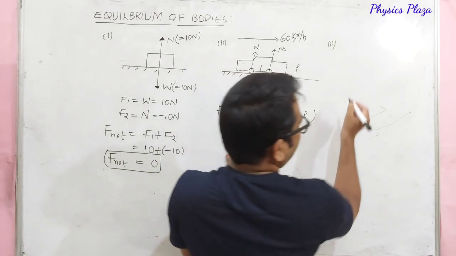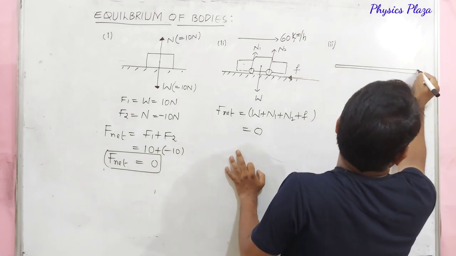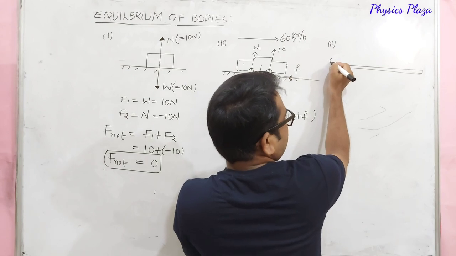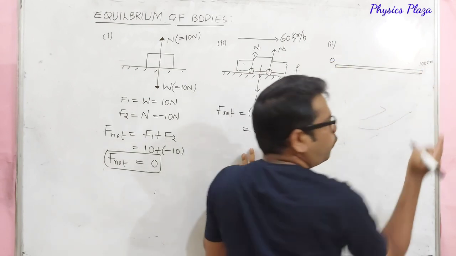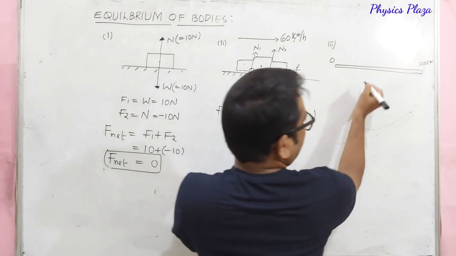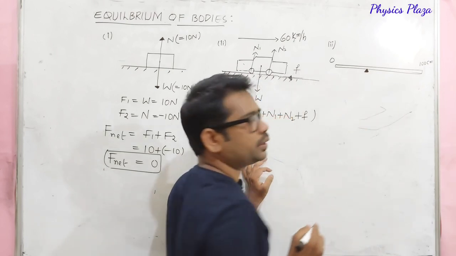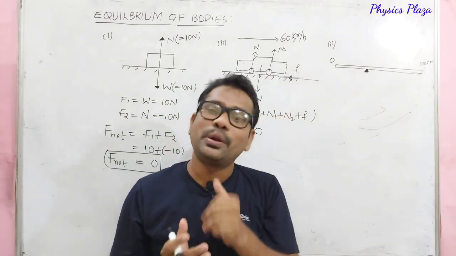Let us take one more example. Dear children, here is a metal bar, an iron bar, starting at 0, and let us take it as 100 centimeters, that is, a 1 meter bar. It is pivoted at a certain point, not exactly midway. It is not exactly pivoted at the midpoint.